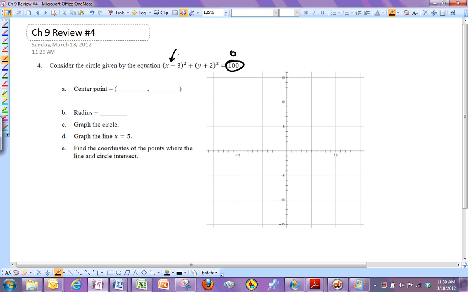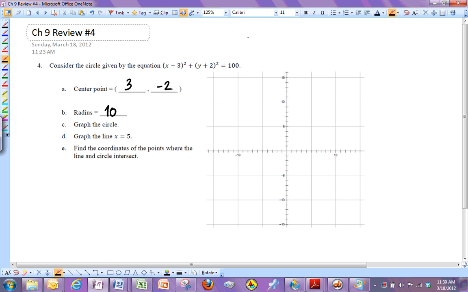So we think about what makes this 0 and what makes this parenthesis 0. In order for this parenthesis to be 0, x would have to be 3. And in order for this parenthesis to be 0, y would have to be negative 2. And then that would give us our center point. Okay, the radius, remember, this is r squared right here, so the radius is going to be 10.